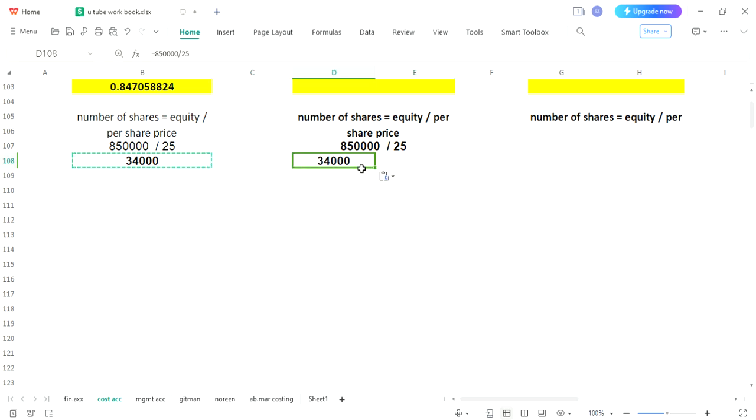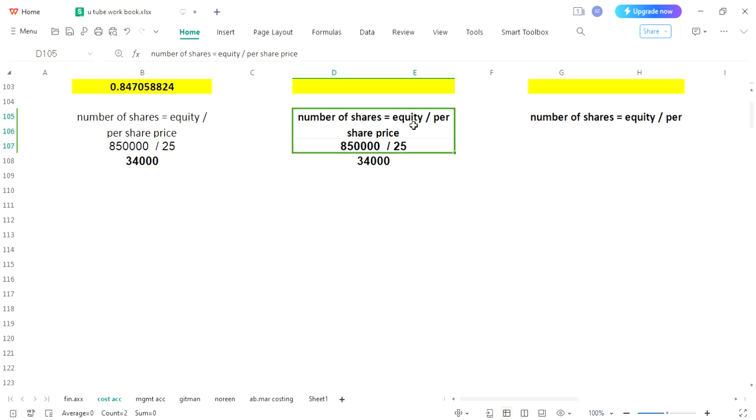Okay, let's merge it. Buttons of this Excel is not working at all properly. Okay, so we have calculated our number of shares, 34,000.